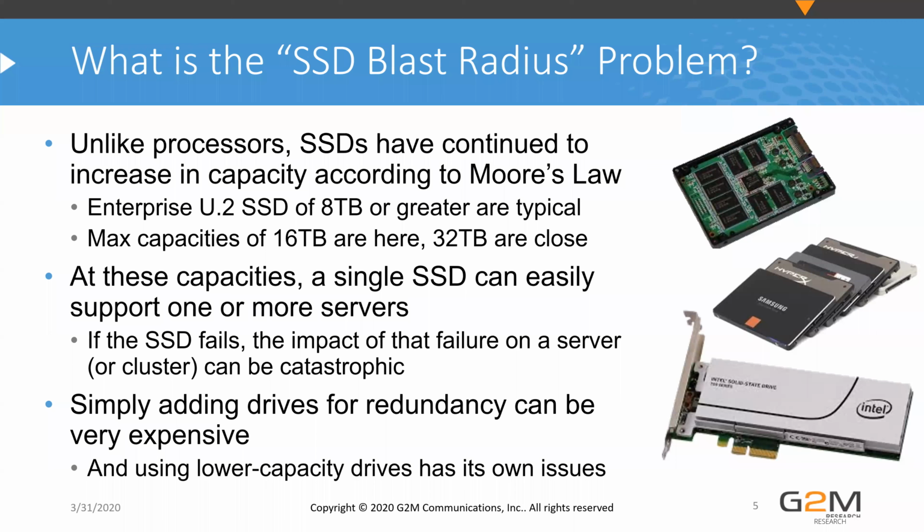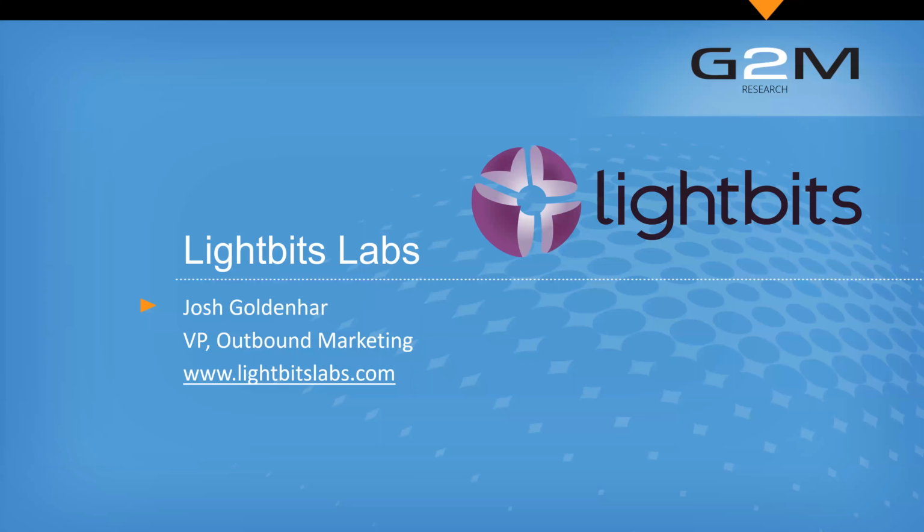Adding redundancy certainly is an option. We have RAID 5 and things like that, but that can be expensive. The other option is you just keep using lower capacity drives. Obviously, you're not getting the best bang for your buck when you do that. So what our panelists are going to talk about today is different ways that you can get around this blast radius problem. In other words, how many servers do you take out when your SSD becomes unavailable? We'll start with Josh Goldenhar at Lightbits. Josh, I'm going to pass you control right now.